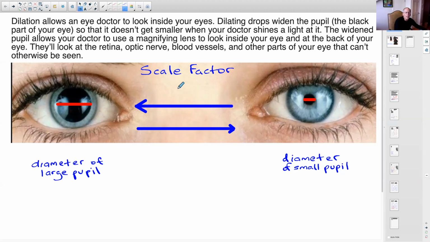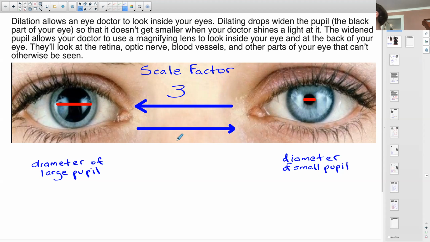So I'm going to write this. This is called a scale factor of 3. Can everybody say that? Scale factor of 3. Dilating 3 times.